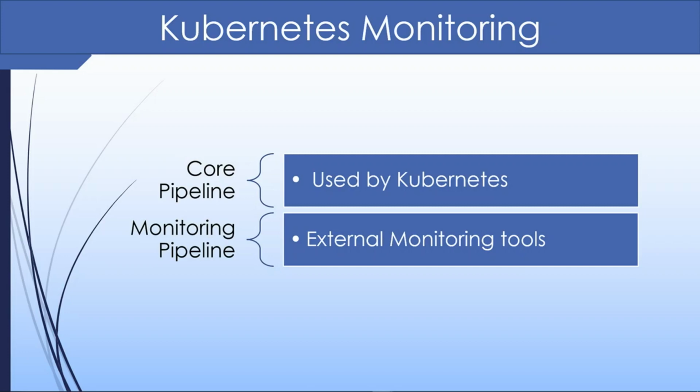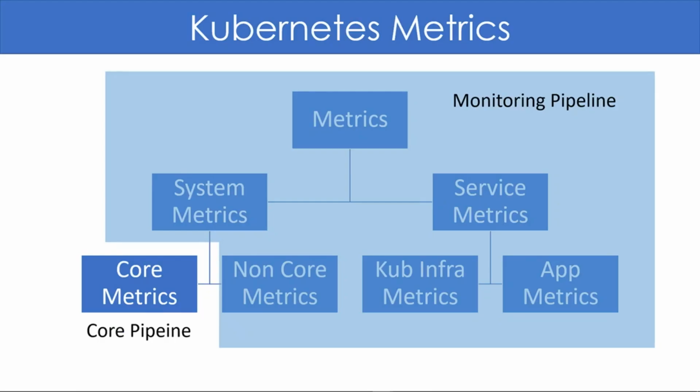To understand the pipelines, we first need to understand the different kind of metrics that are available in the cluster. This diagram explains the kinds of metrics. At the top level, the metrics are divided into system metrics and service metrics. System metrics are again divided into core metrics and non-core metrics. The core metrics refer to metrics from a monitored entity. This consists of node level and pod level disk usage, CPU, and memory. The non-core metrics could be additional metrics that are not used by Kubernetes itself, but can be exposed to external tools and hence a part of the monitoring pipeline.